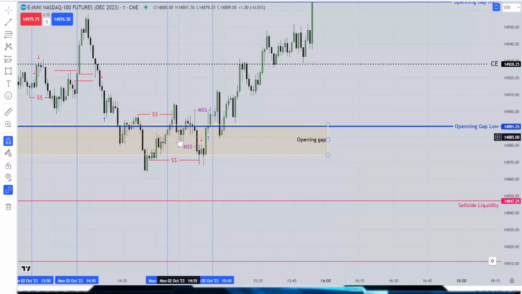This low didn't meet my rules, so you can't mark this one as your market structure shift swing low. Okay, this is the wrong swing low for shifting the market structure.